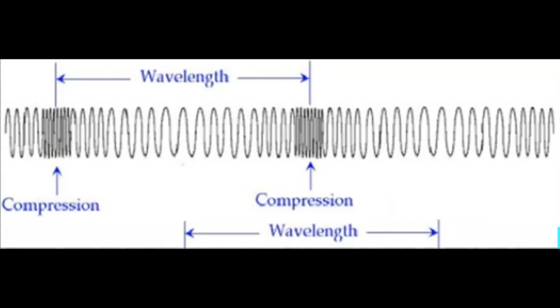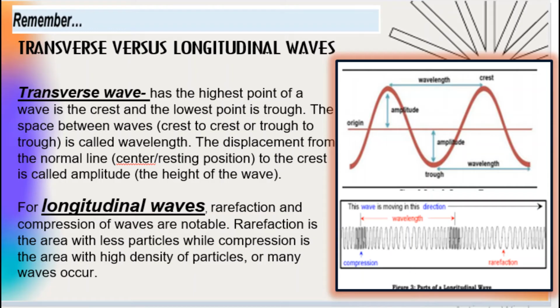Another thing, you can measure the wavelength of a longitudinal wave by considering the distance of one compression to another compression, or the other way is by considering the distance from one rarefaction to another rarefaction. Let's now summarize the concepts we had about transverse and longitudinal waves. Please read with understanding.